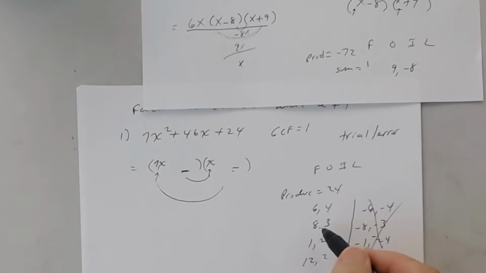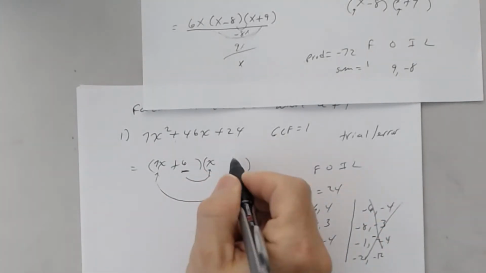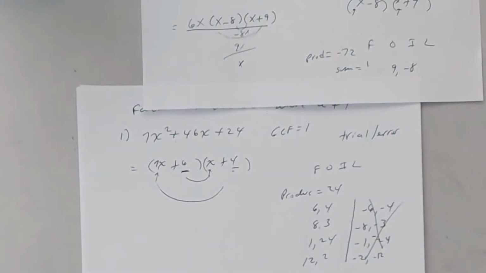That's trial and error. So let's try 6 and 4. So I'm going to put the +6 here and the +4 here and see if that works. Okay? All right. Now, don't stop there because some of you think, all right, it's going to work, I'm done. No. What have I not looked for?